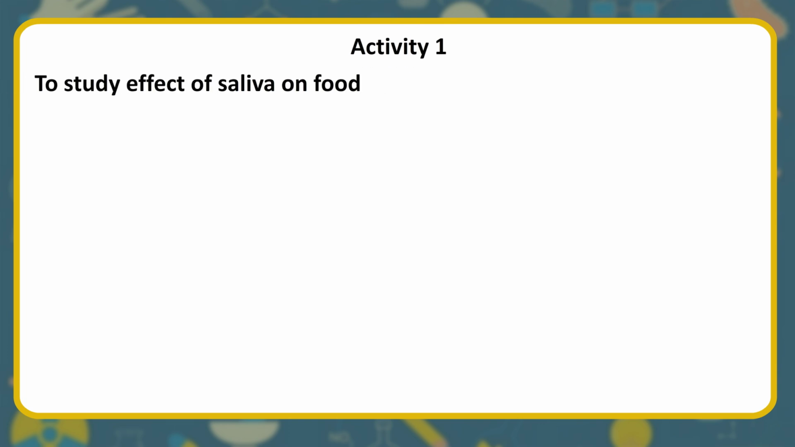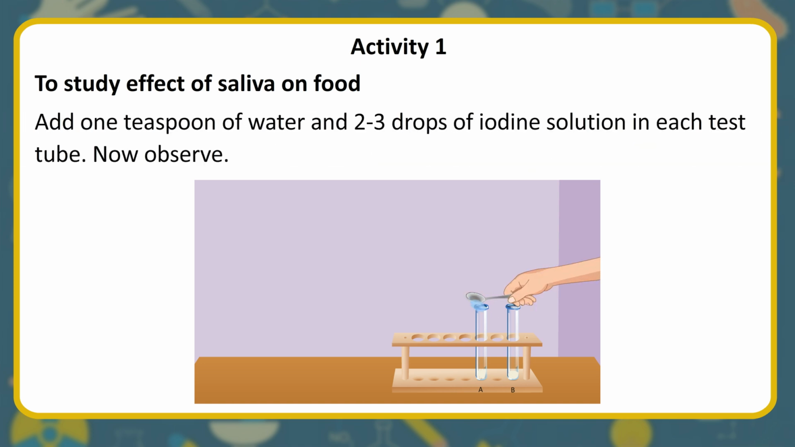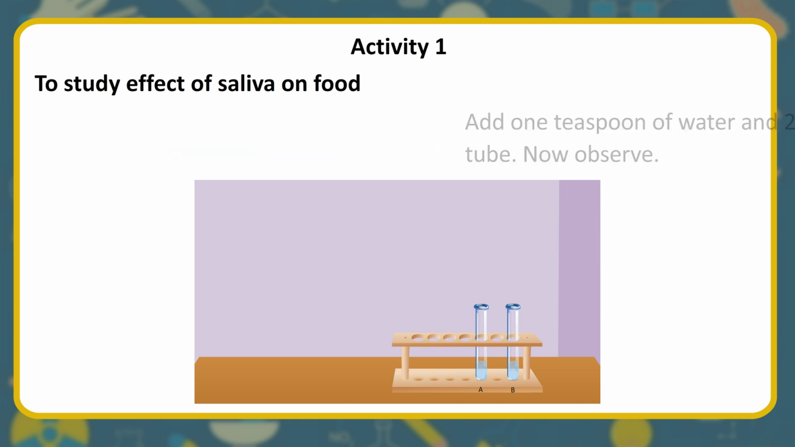Activity: to study the effect of saliva on food. Take 2 test tubes and label them as A and B. Put some boiled rice in test tube A. In test tube B, put some boiled rice which has been chewed well. Add 1 teaspoon of water and 2-3 drops of iodine solution in each test tube. Now observe.